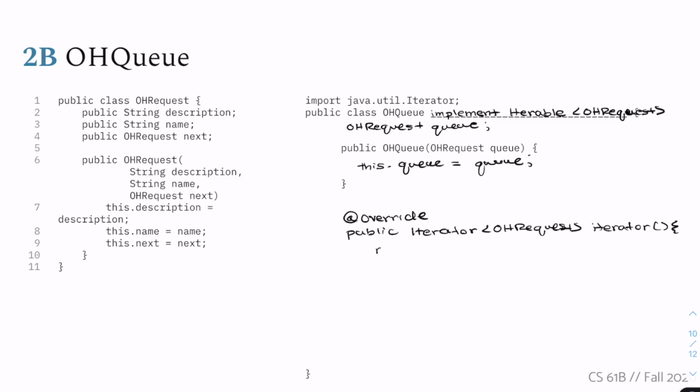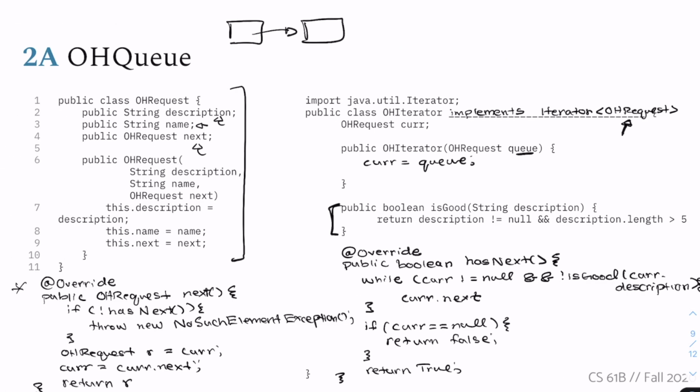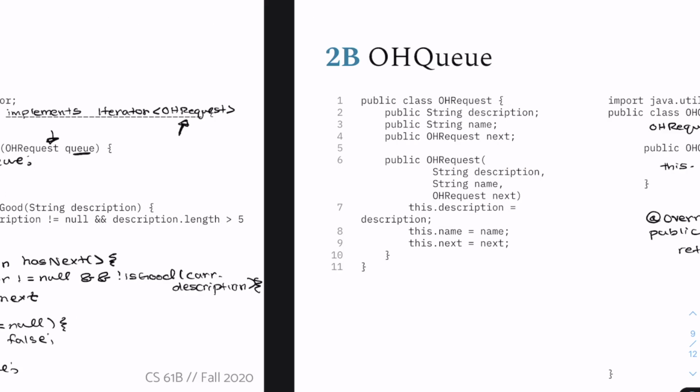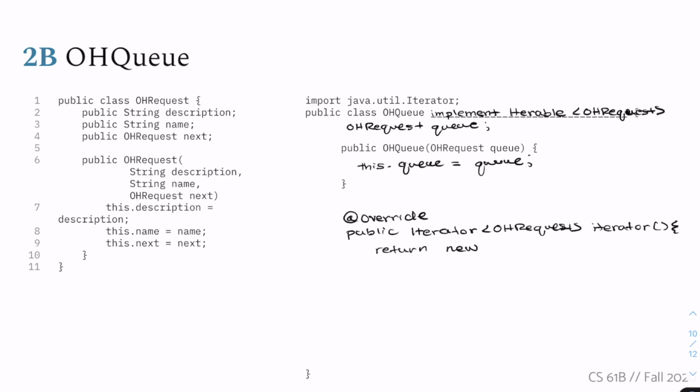And then we return a new office hour iterator. We already did all the hard work of figuring out how to set up the actual iterator here. So all we have to do is construct this iterator and then return it. So we return a new OH iterator with our queue. And that's it. That is our entire iterable function.